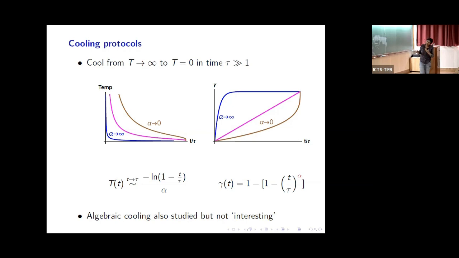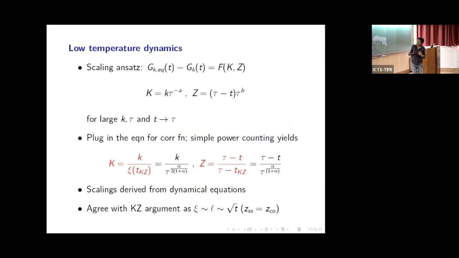I mean, you can think in terms of temperature, but what enters the equation is this gamma, tanh of 2 by T, right? So for that, we assume that it approaches zero at T equal to tau algebraically with this exponent alpha. Okay, so this exponent alpha will keep coming. Okay. So that's the protocol.